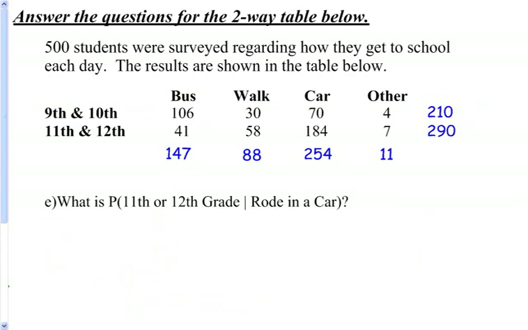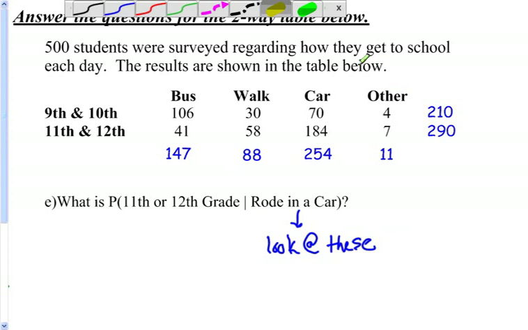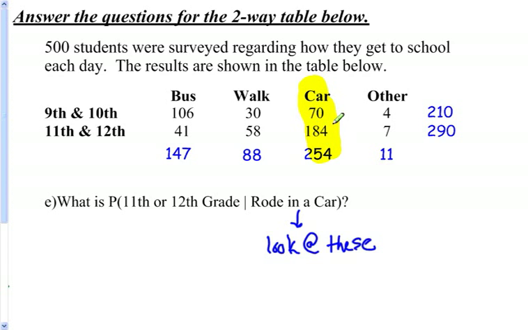We could try another one. What is the probability that I get an 11th or 12th grader, given that, remember the symbol means given that, they rode in a car. Now remember, it's important when you see this given that, you only want to look at what you're given. Okay, so I'm going to make this note again. Look at these. This is all I'm going to look at right here. The people that rode in the car. So like I usually do, I'm going to highlight those. I'm only looking at people that rode in a car. So these are my people right here. All right, only look at those.